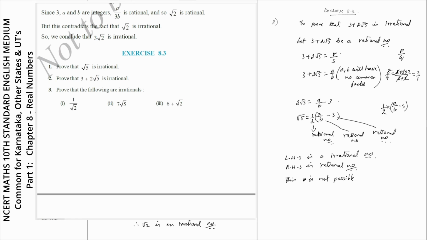So I am framing my own sentence. You also can frame your own sentence in exam. Not necessary to write this way only. Or in the textbook they've given some other sentence. Okay, it's always best to frame your own sentence and write. So this is not possible because this is not possible.